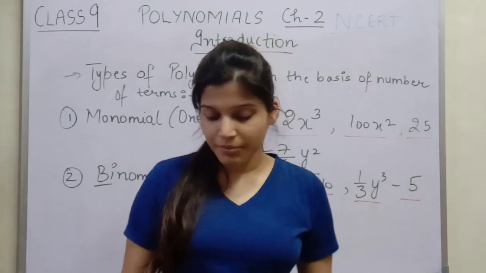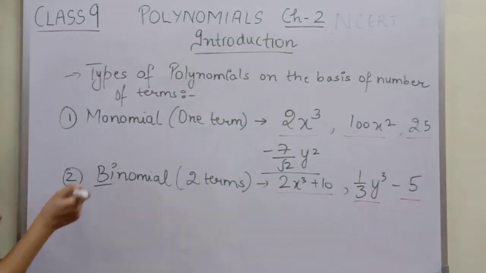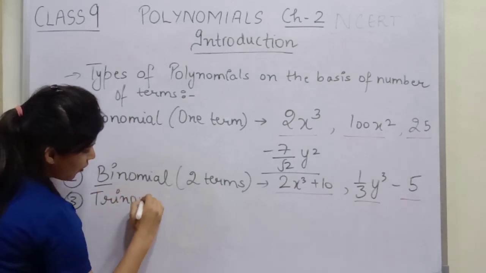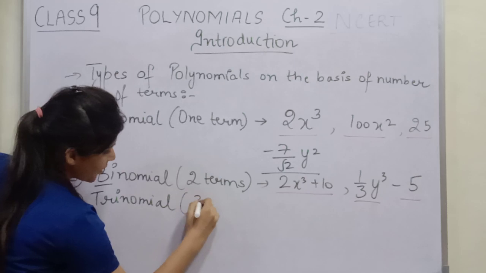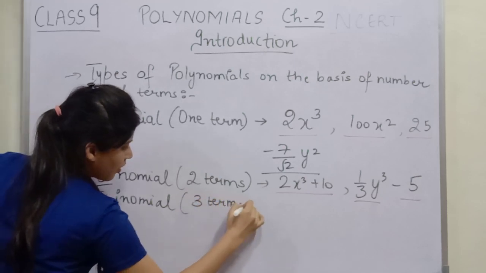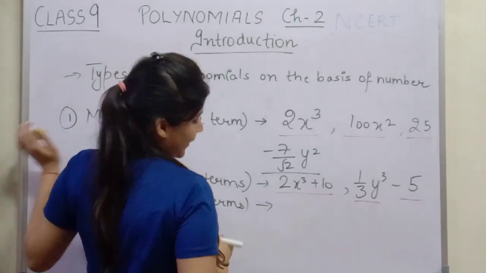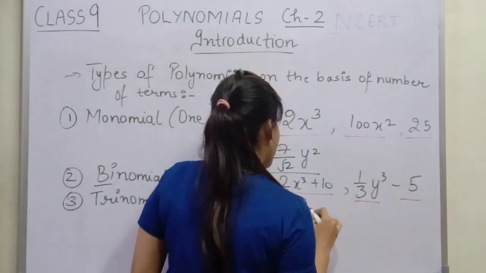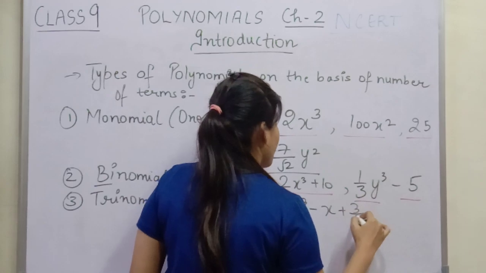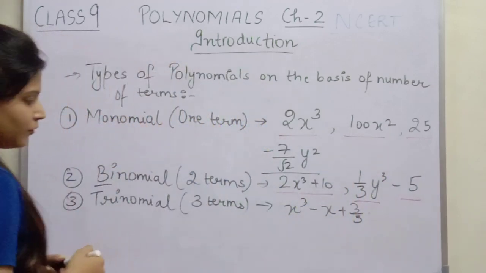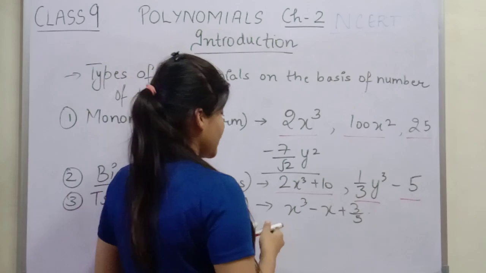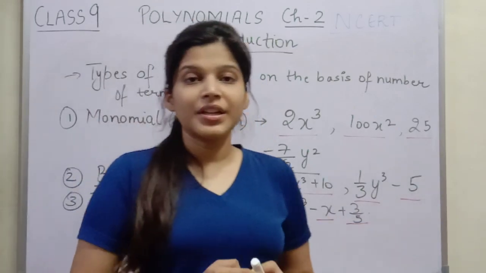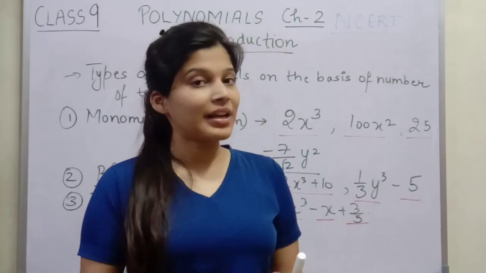Similarly, trinomial expression means three terms. Third one is trinomial expression, which means 3 terms. So giving one example in this also. So x cube minus x plus 3/5. So now let's count how many terms there are. So 1 term, 2 terms and 3 terms. So all these 3 terms together form a trinomial expression.